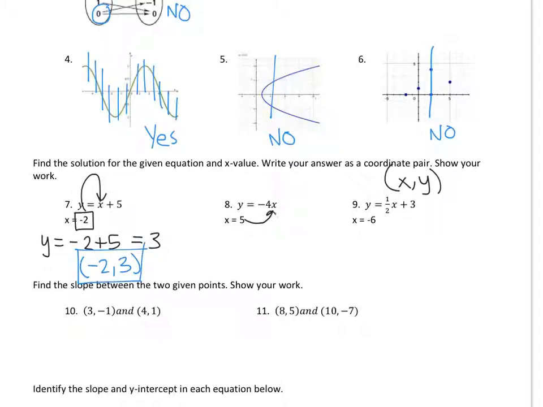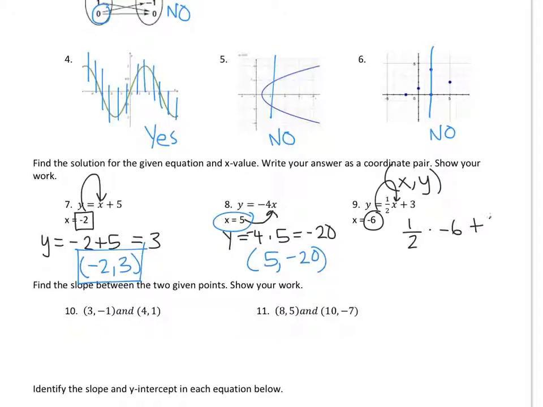And then letter number 8, you're going to plug in 5. So y equals -4 times 5. So y equals -20. So your ordered pair is x is 5, y is -20. Number 9, you plug in -6. So it's 1/2 times -6 plus 3. -6 divided by 2 is -3 plus 3 is 0. So your ordered pair is -6, 0.